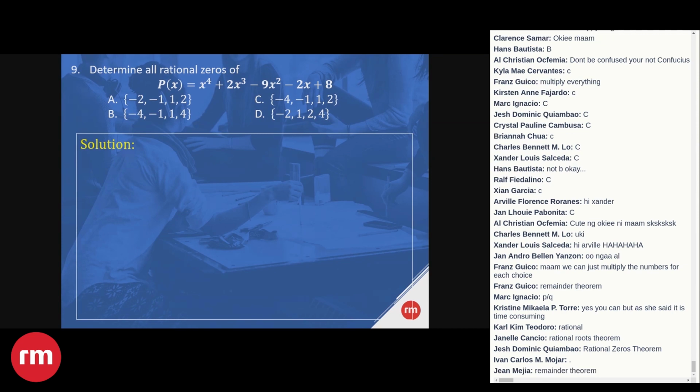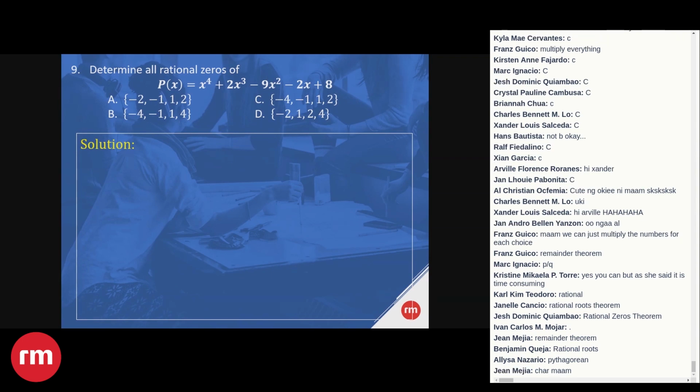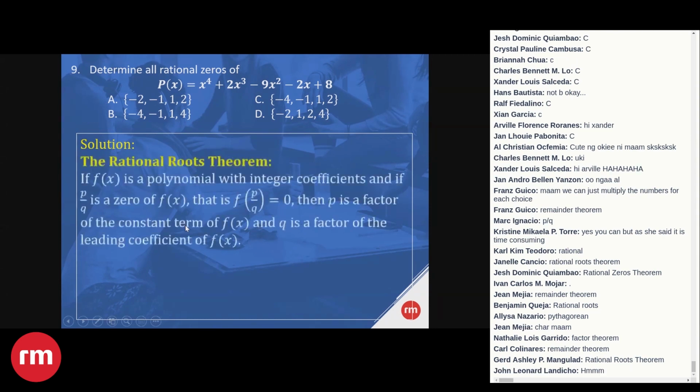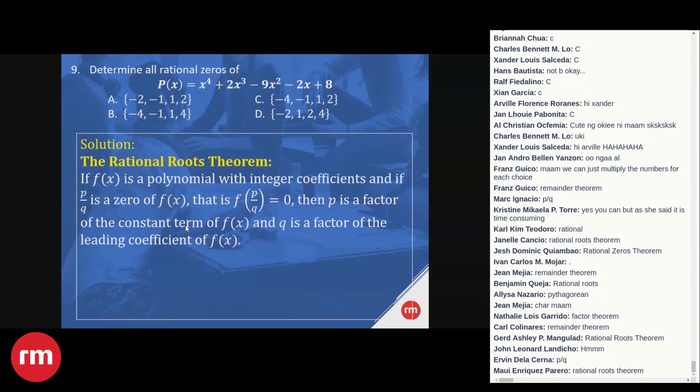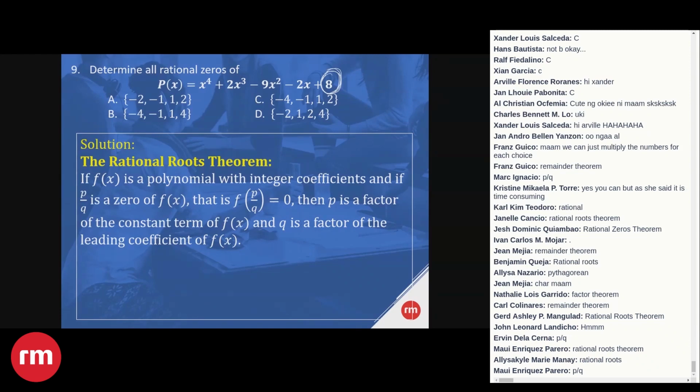P over Q, tama. Or more precisely, that is what you call the rational root theorem. Yes, rational root theorem. That's correct, Janelle. Rational root theorem. So the rational root theorem tells you na yung mga posibleng zeros ng ating polynomial are those of the form P over Q. Ano yung P over Q? Yung P ay positive at negative factors ng constant. Ang constant natin dito ay 8. Yung Q ay positive at negative factors ng leading coefficient. Ang leading coefficient ay 1.